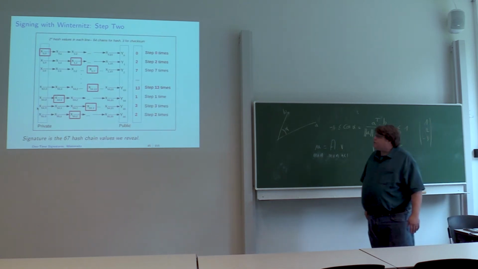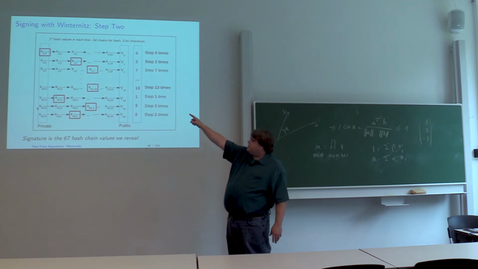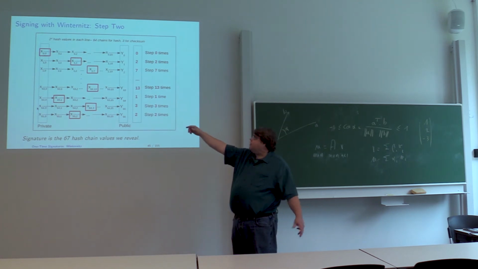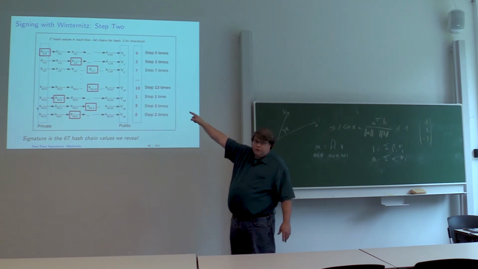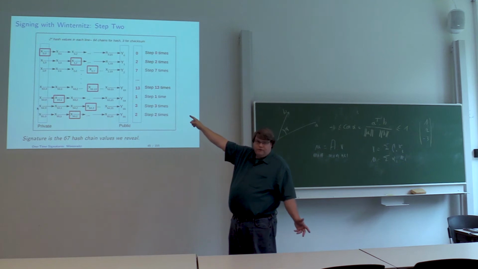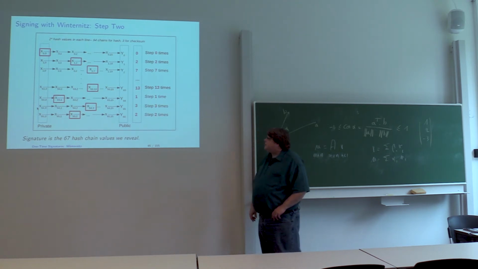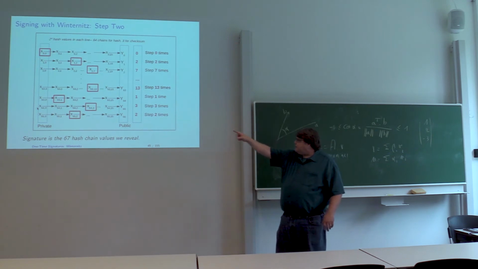And then for each of those components, each of these digits in this base 16 number, that's going to tell us how many times to step forward in the hash chain. So if we get a 0, we step forward 0 times. We just reveal this value. If we get a 2, we step forward 2 times, and then we reveal what we find there. So we take x10 and we hash. And for the second chunk of 16 bits, we're going to step 7 times, and so on, right?